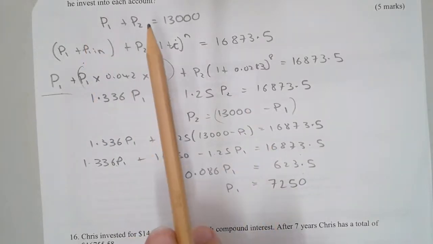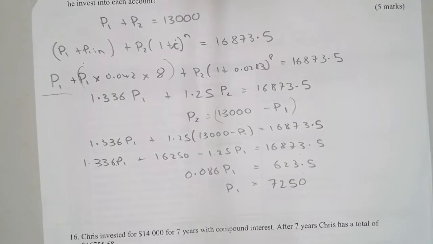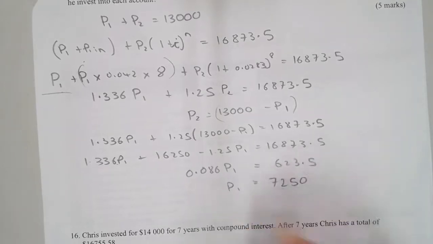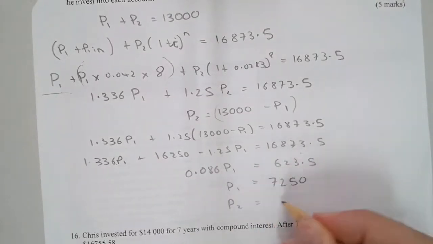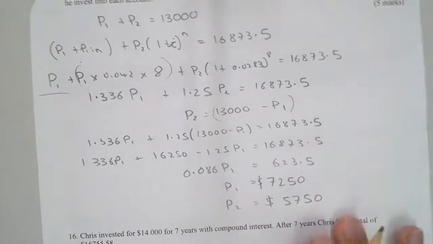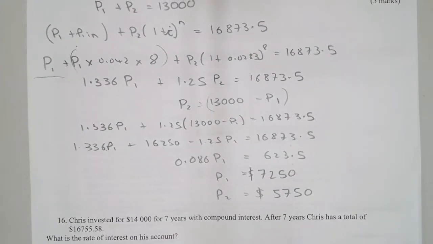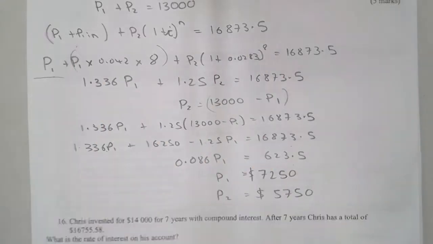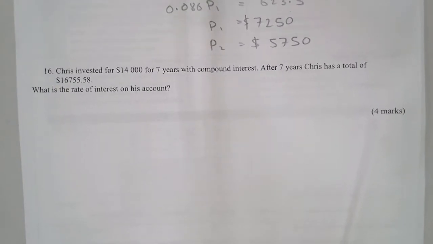So to find how much we put into account 2, take it away from your $13,000, and the principal from account 2 must be $5,750. We'll add in our dollar sign. Probably the hardest question, 5 marks, A grade. It's simultaneous equations.